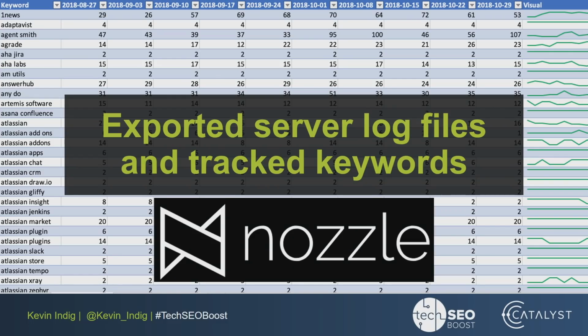And then I used Nozzle to monitor the keyword rankings. And at this point, big shout out to Derek from Nozzle, and thanks for letting me monitor the keyword rankings. It was very crucial in the analysis and the success of this project.